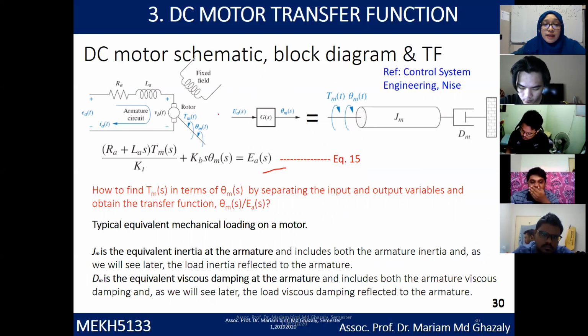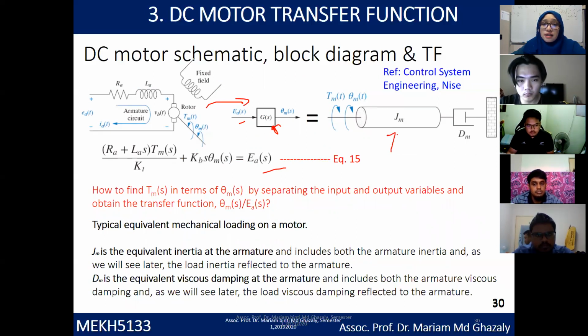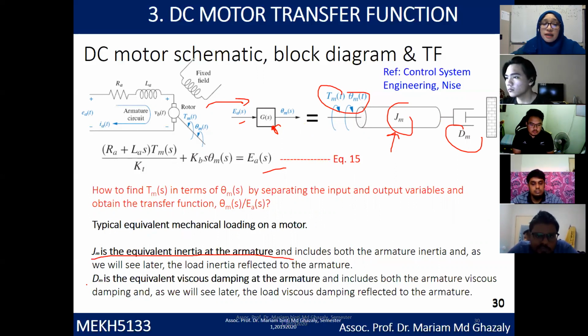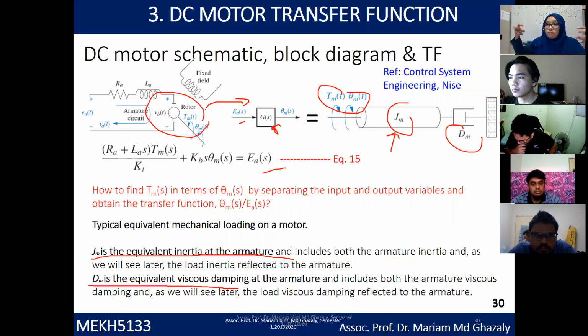Okay, so let's look again from this equation, you know that we can write it into this block diagram. G(s), theta m is output, Ea is the input. And normally this one, you can actually draw it into this block diagram equivalent. So you have inertia, you have damping value, and then you have torque and theta m value here. Jm is the equivalent inertia of the armature, which includes armature inertia, and Dm is the viscous damping of the armature. You know that the rotor is connected to bearings at each end, so that bearing has damping value. That's why in Dm we have the damping value.